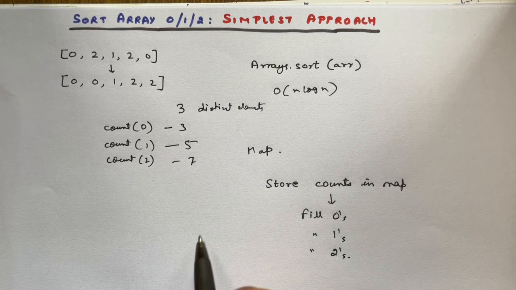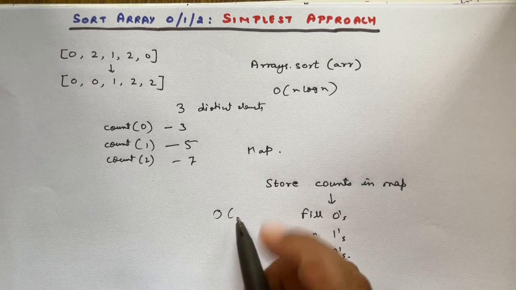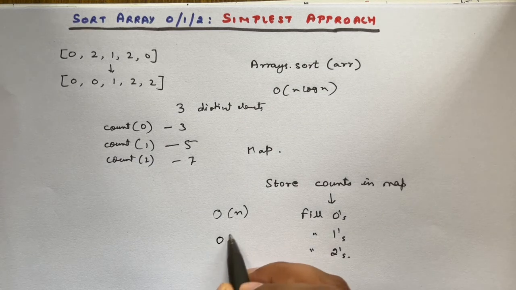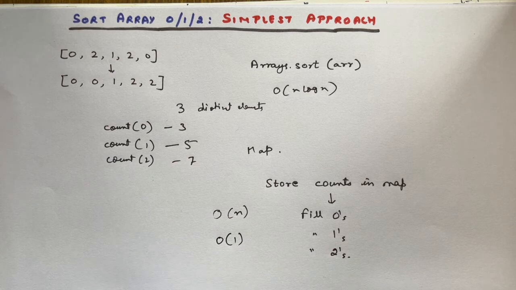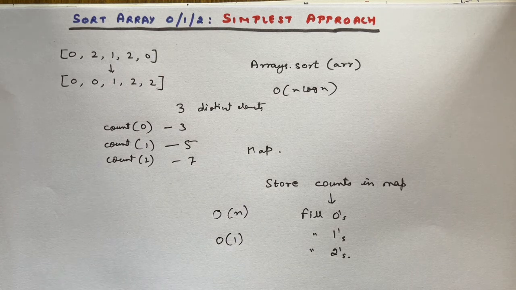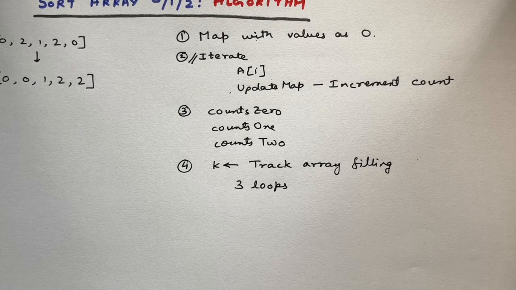And what will be the time complexity here? Time complexity will be just big O of n because we only traverse the array once or twice. And what will be the space complexity? Space complexity will be big O of 1, even though we are using a map, but it will be constant because we will only use 3 keys in the map and it is not increasing as compared to the size of input. Alright, let's now try to see how the algorithm will look.